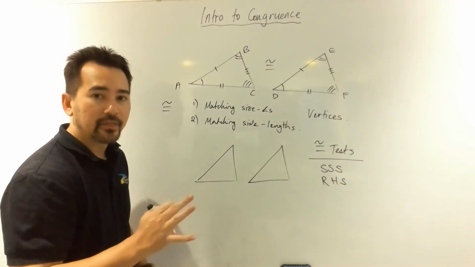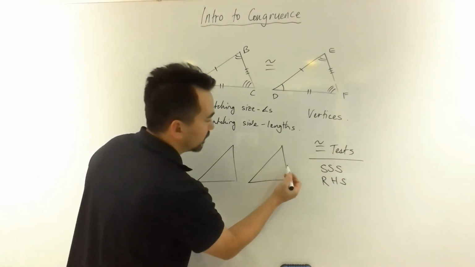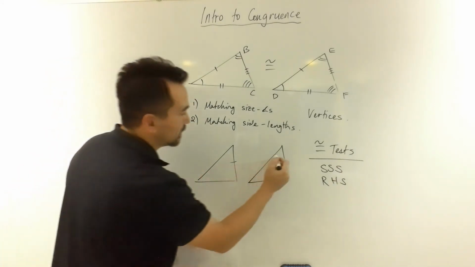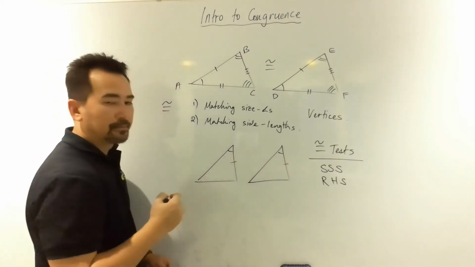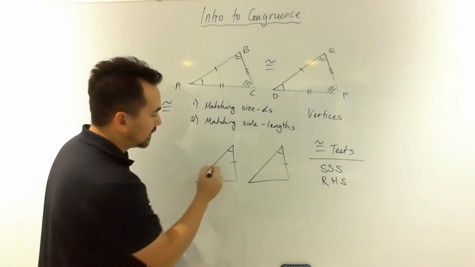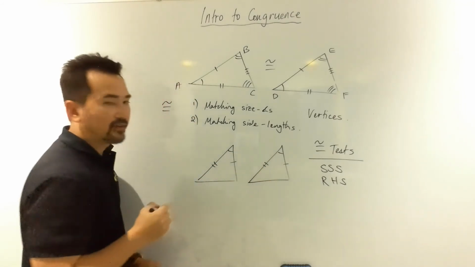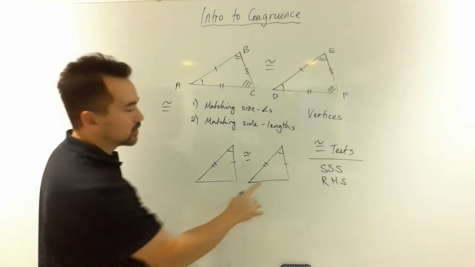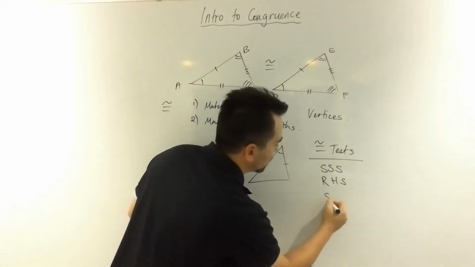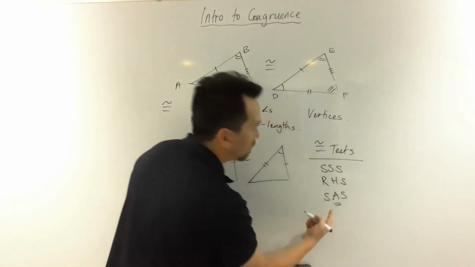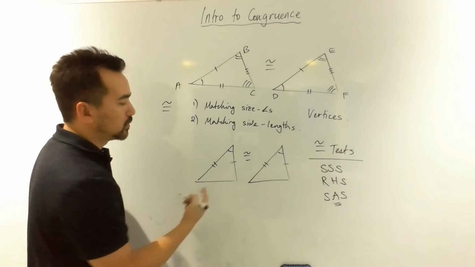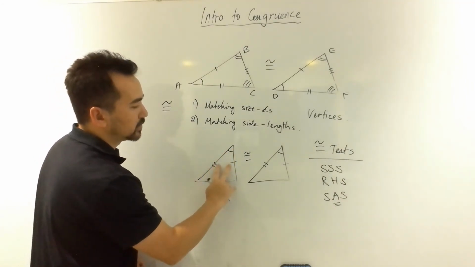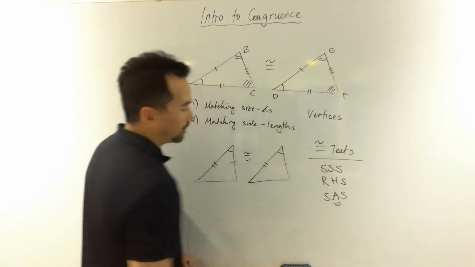Okay, let's go to the third rule now. So the third rule says that if you have matching sides and matching angles and a second set of matching sides, then these two triangles are congruent. And this is called the side angle side rule. And very important that this angle is between two sides. So notice side, angle, side, where the angle sits between the two sides. That's called the SAS rule.